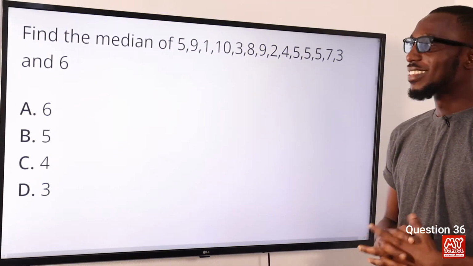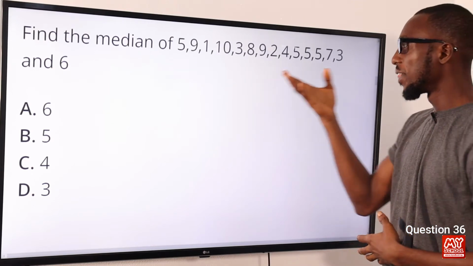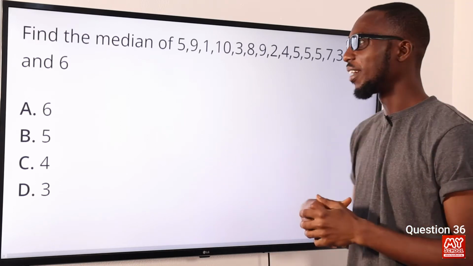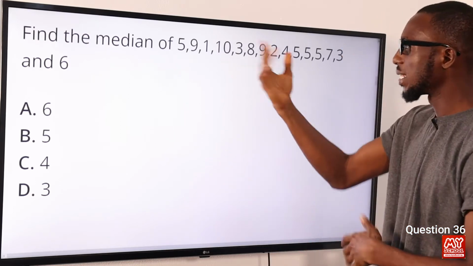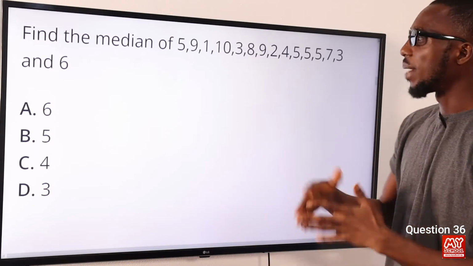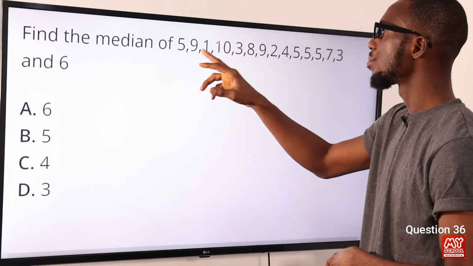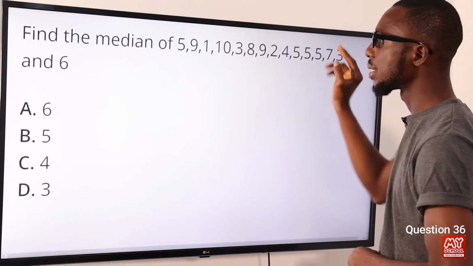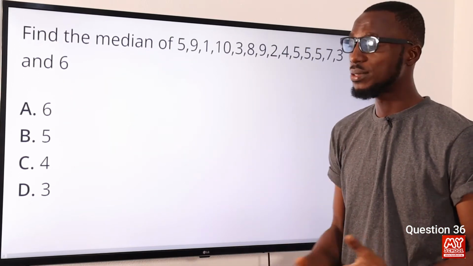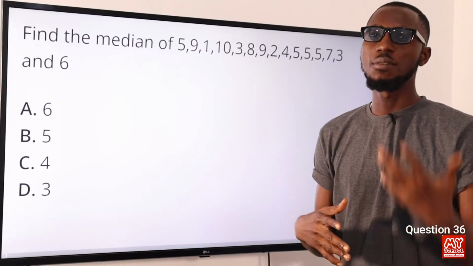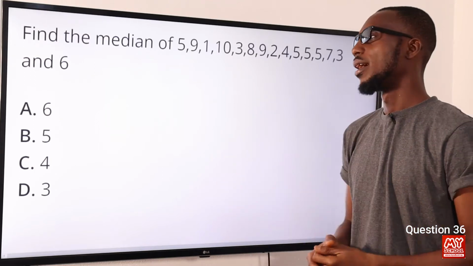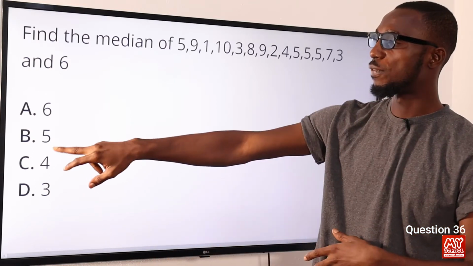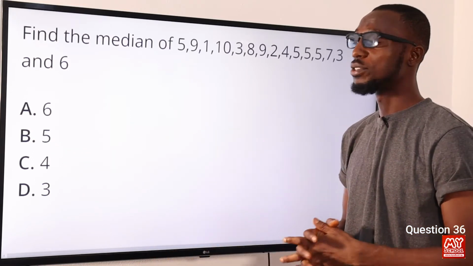Number 36. So we're asked to find the median of these values, okay? All you need to do is to rearrange these values, okay? Starting from 1 to the highest, which is 10. Okay, so when you do that, at first let's count the numbers that we have. 1, 2, 3, 4, 5, 6, 7, 8, 9, 10, 11, 12, 13, 14, 15. So we have 15 numbers. So if we rearrange them properly, okay, starting from 1, 2, 3, 4, 5, 6, okay, up to 10, all right, the median is the value 5. So the correct option here is option B.